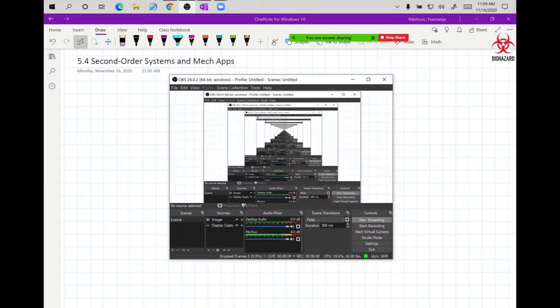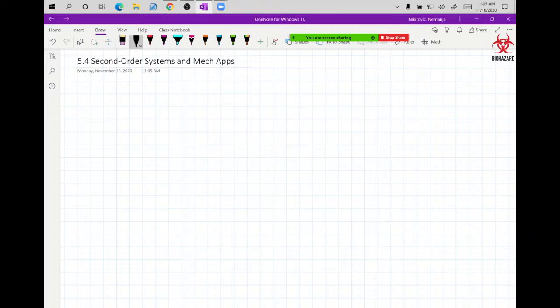Hello and welcome back to Differential Equations, section 5.4 on second order systems and mechanical applications. I am going to toss in electrical just for good measure, and we'll go from there.